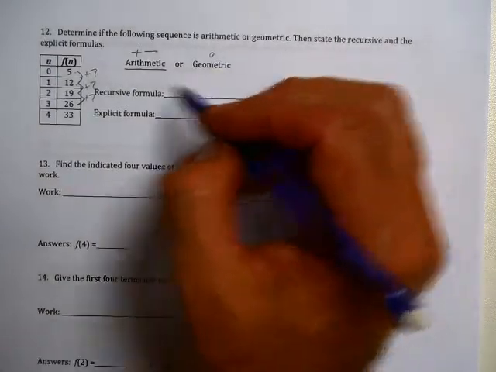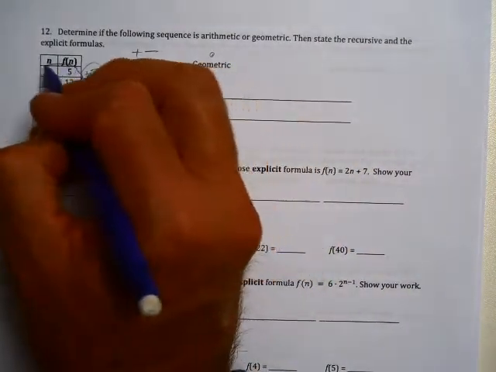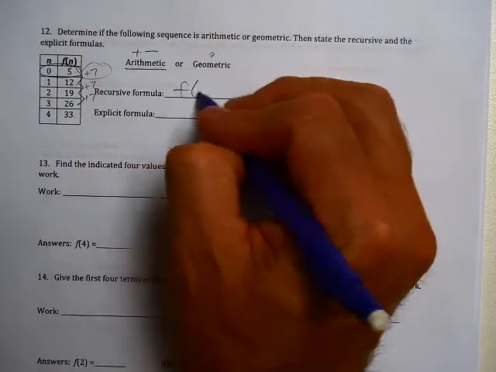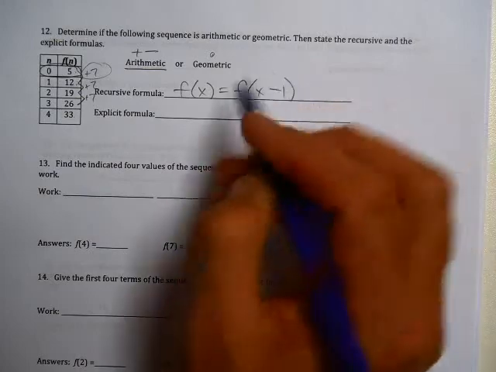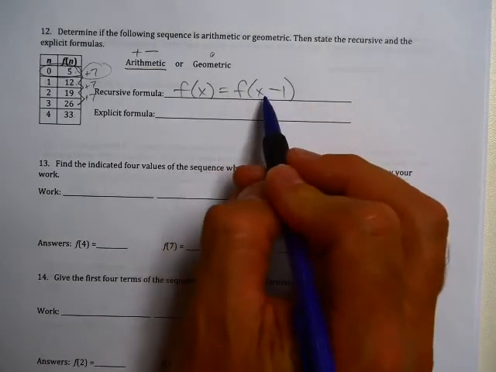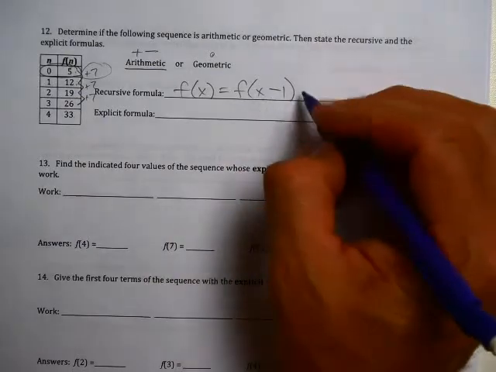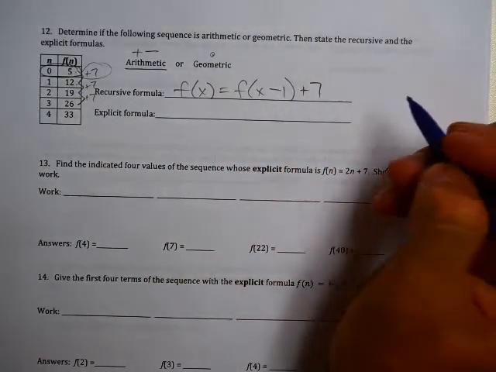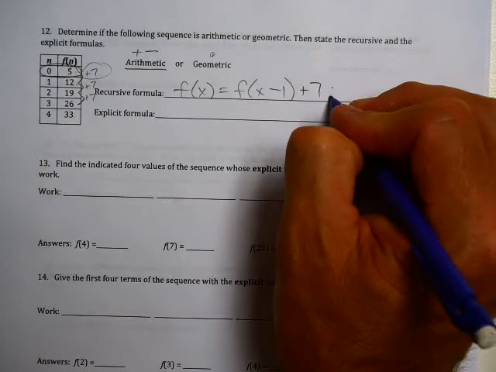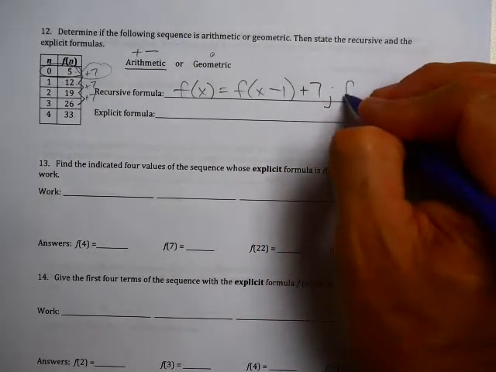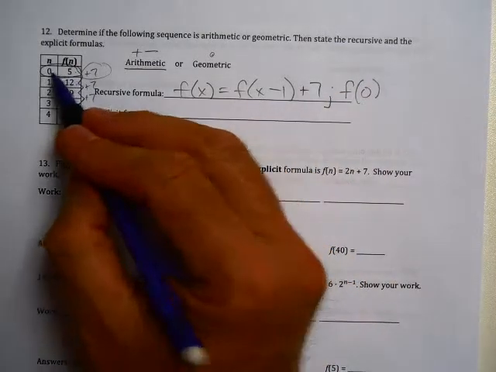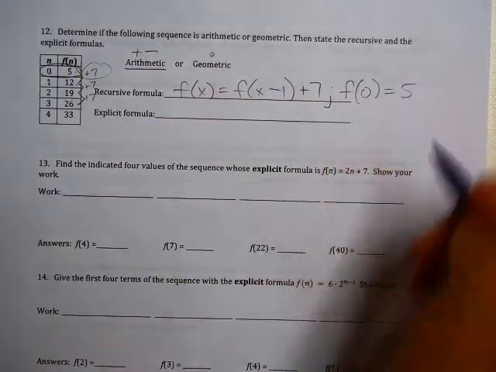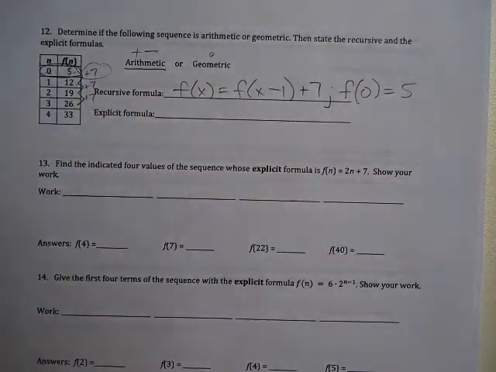So the recursive formula, we've got everything we need. This is our what's going on, and we need our starting point. So we say f of x equals f of x minus 1, plus 7. What this is saying is the next term in the sequence can be found by taking the previous term in the sequence and adding 7 to it. And I want to say where that pattern starts. So I'm going to say the function of 0, when I plug in 0 for n, I get 5. That's saying where the pattern starts. And then I add 7 each time after that.